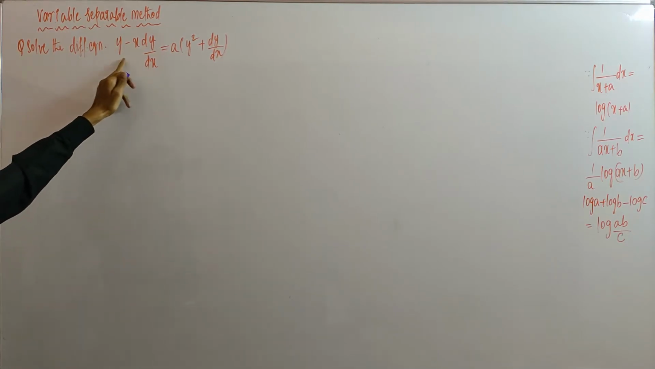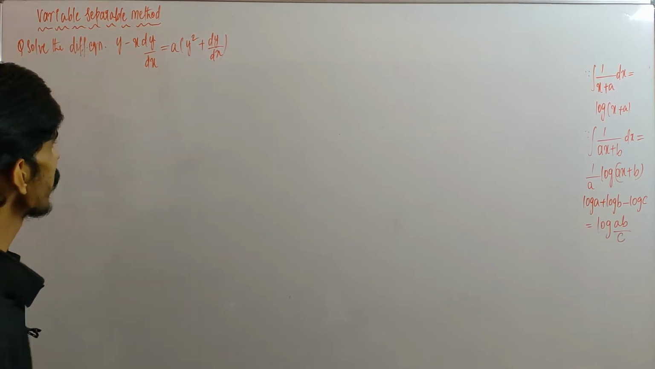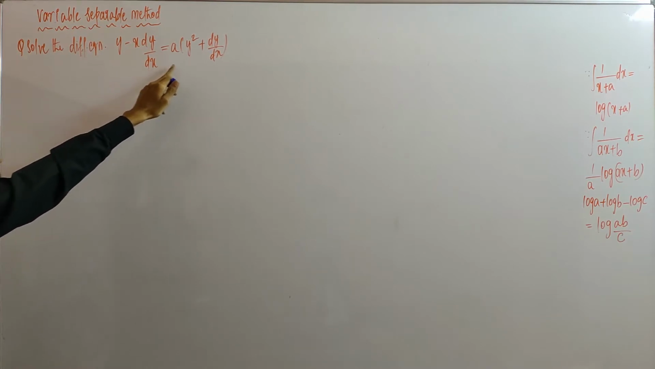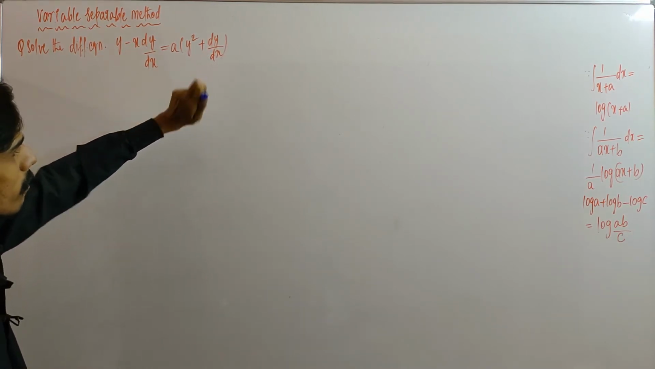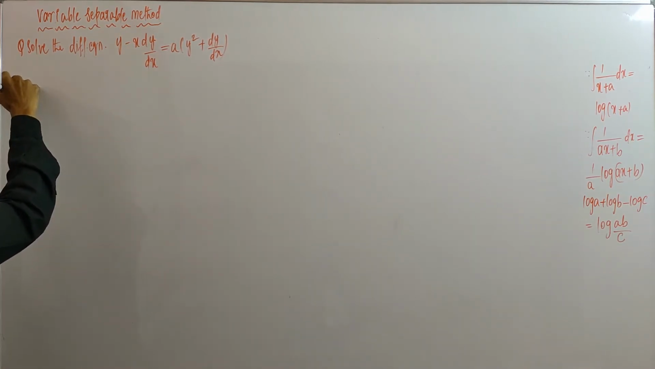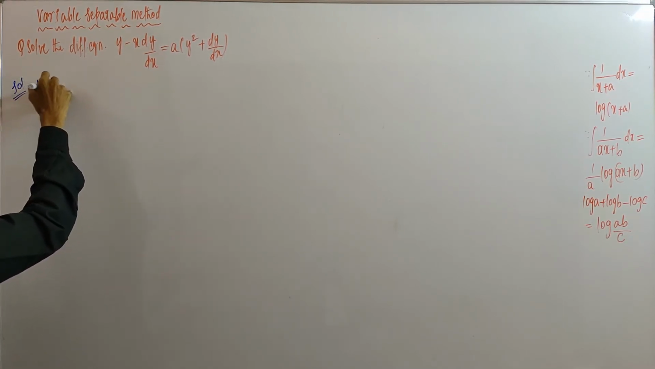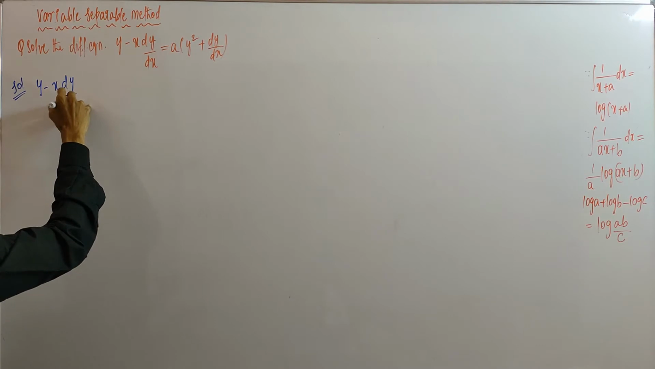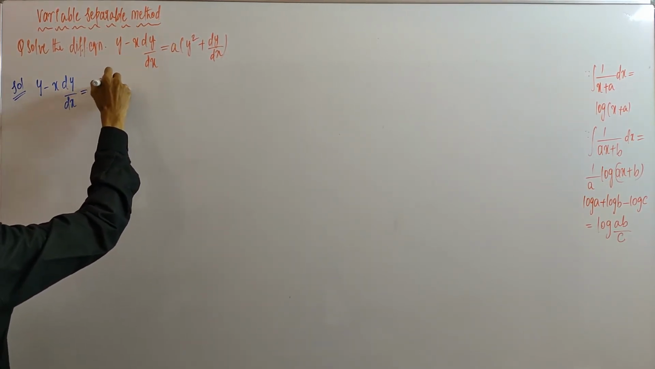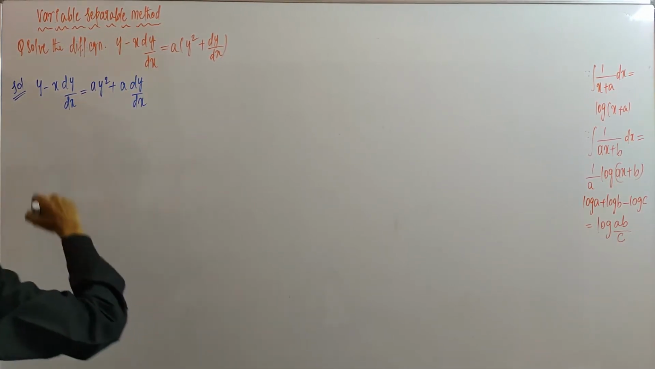Solve the differential equation y minus x dy by dx is equal to a into y square plus dy by dx. Here on the LHS we have one dy by dx, and on the RHS we have one more dy by dx. So let's get one dy by dx by modifying this. Let me write it down. Here we have y minus x into dy by dx is equal to, multiplying this, a y square plus a into dy by dx.